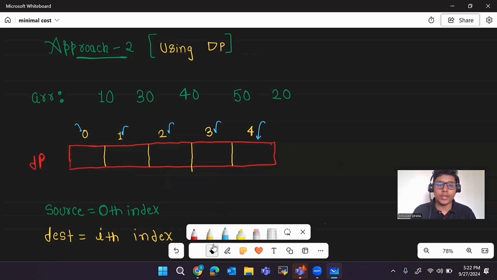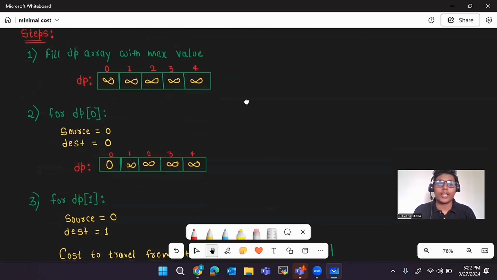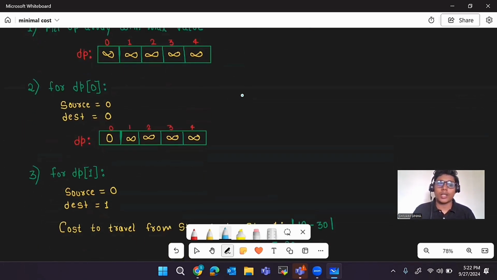Just a minute, let me put this down. Yes, so now our source is going to be the 0th index, but our destination is going to be each and every ith index, right? So right now we are going to create our DP array and we are going to fill it with infinity. Why infinity? Because we need to find the minimum cost, and this is the reason we are filling all the indexes with some maximum value, and infinity is the best choice for this. So let's move on and try to understand. Now if you see, in this DP array, for the 0th index, we are directly storing 0. Why?